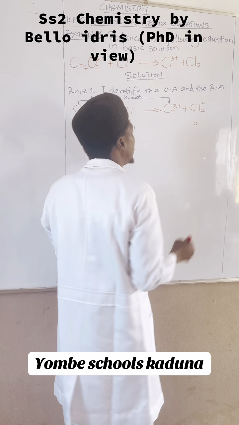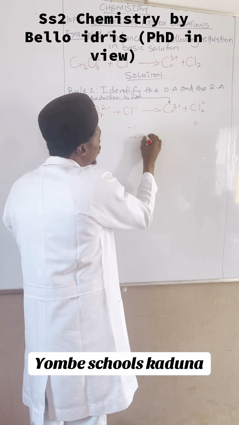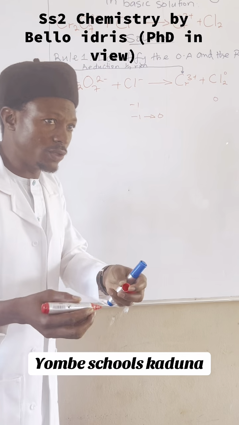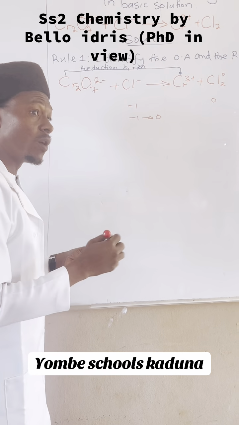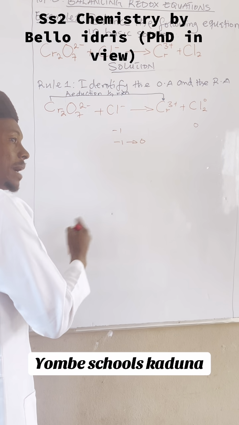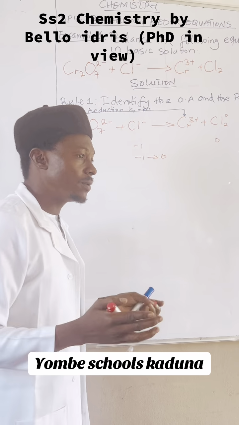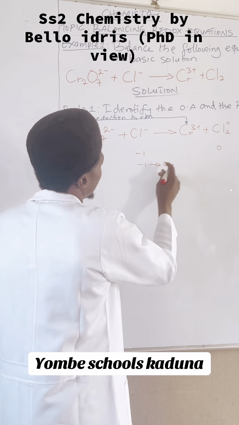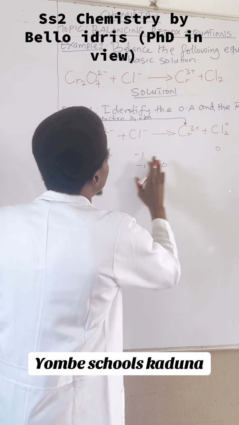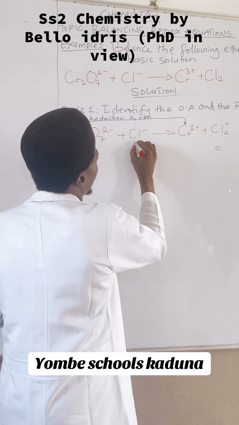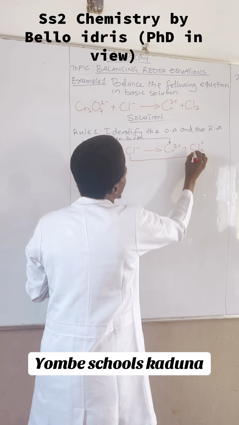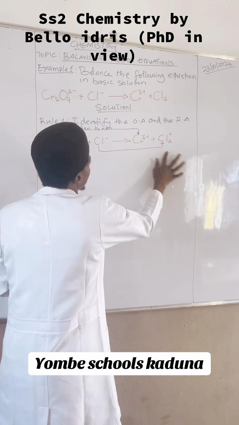So from minus 1 to 0, is it an increase or decrease? It increases, from negative to zero, which is neutral. So chlorine increases in oxidation number. An increase in oxidation number is oxidation.